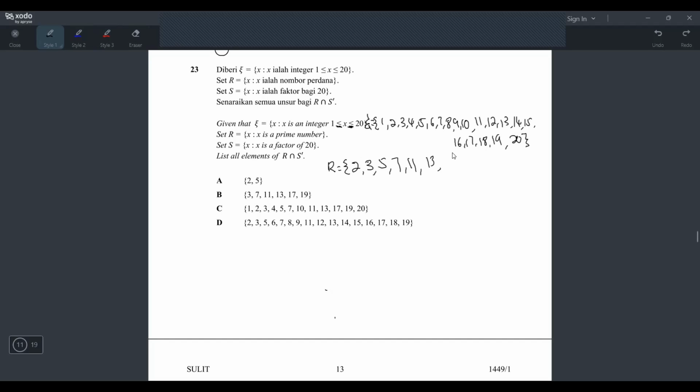15 can divide 5. 16, even number, cannot. 17, yes, prime number. 18 cannot because even number. 19, yes, because 19 is prime number. And then 20 is even number, so don't have already.